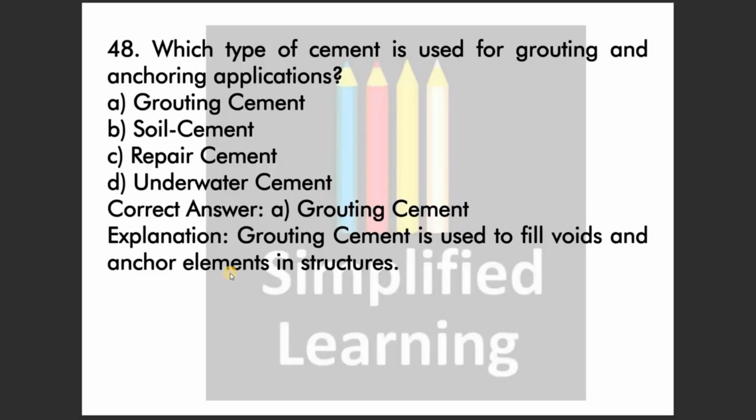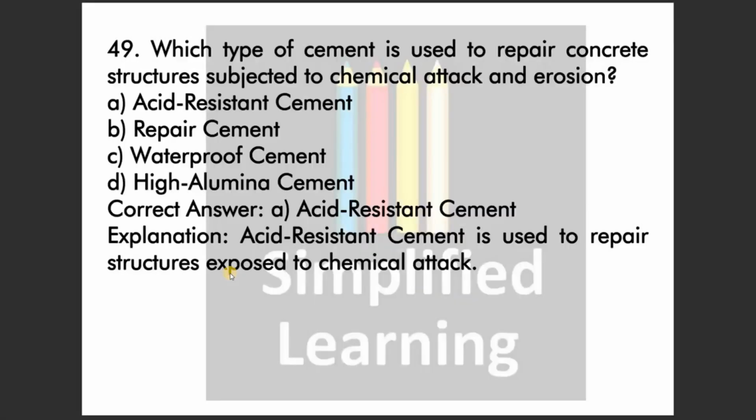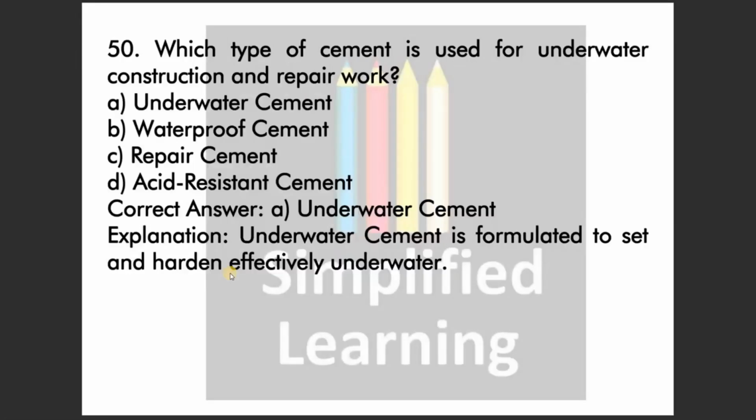Which type of cement is used for grouting and anchoring applications? The answer, obviously from the options, looks to be the grouting cement. Then which type of cement is used to repair concrete structures subjected to chemical attack and erosion? Whenever we are saying chemical attack, erosion, salinity attack, the answer should be acid resistant cement, or whenever we are saying that sulfate attack is there, then we will be using sulfate resisting cement.